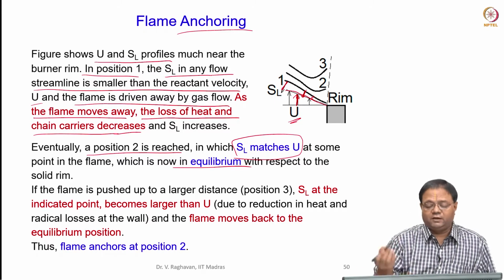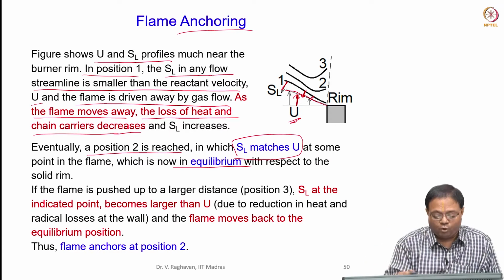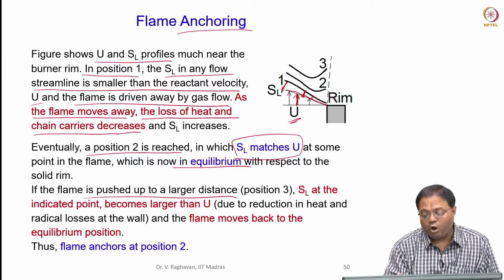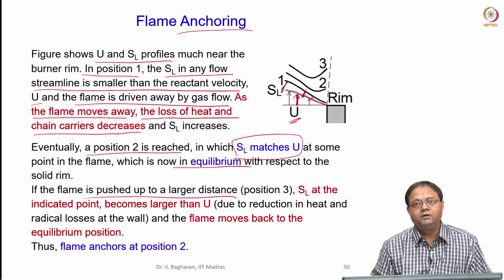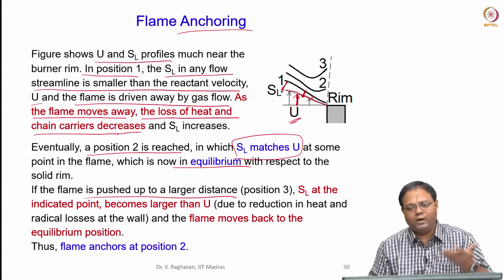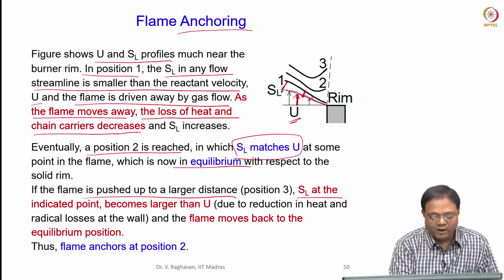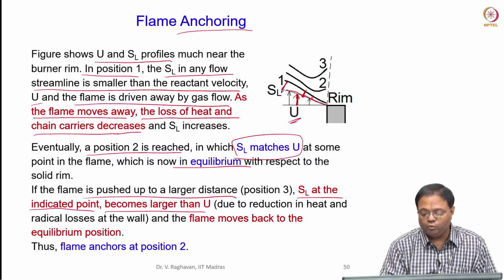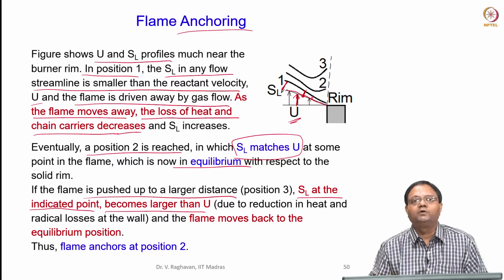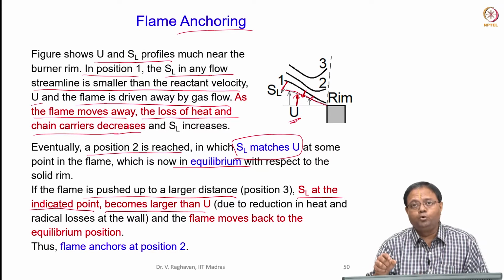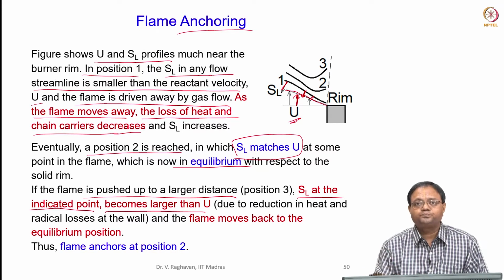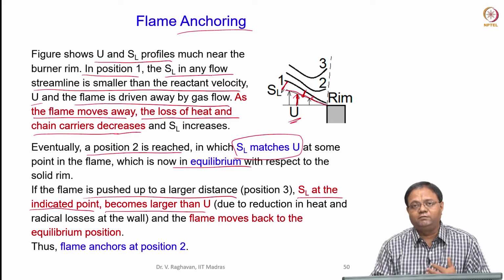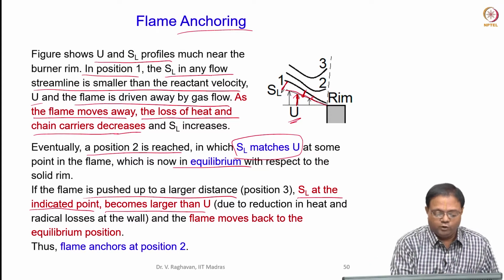Now let us take the other condition when the U is increased more. If the flame is pushed up to a larger distance, say position 3, by perturbation of the U to a higher value, then SL at the indicated point 3 becomes larger than U. Why? Because SL will increase since it will lose less heat and radicals to the wall because it is away. Now the SL will increase, so it will try to come down again to the equilibrium position.